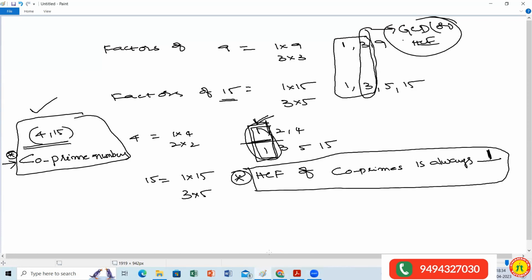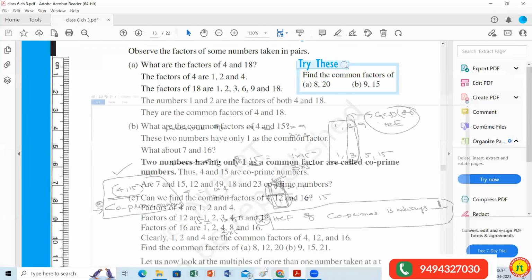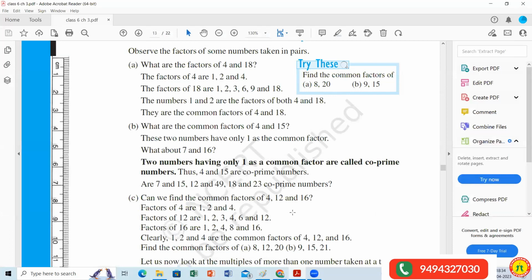Children, please see, two numbers having only one as a common factor are called co-primes. Two numbers having only one as a common factor, no other number except one. Such numbers we call co-prime numbers. For example, 4 and 15, we did with 4 and 15. Or 7 and 15. You have to check 12 and 49, 18 and 23, children. I'll write the pair of numbers. Please check and let me know.